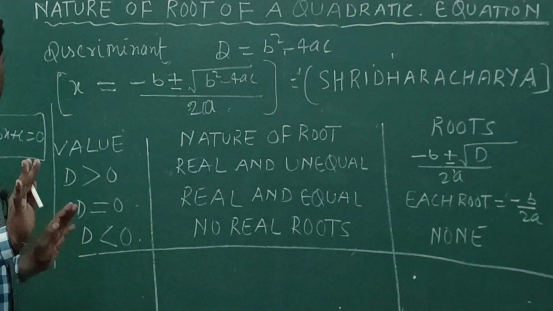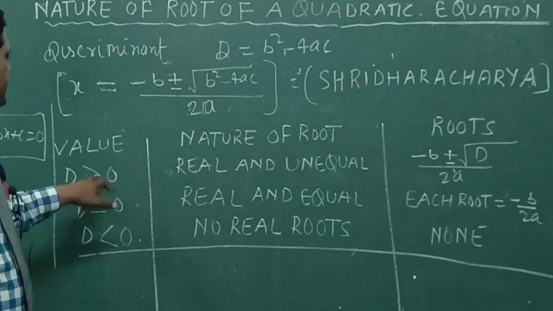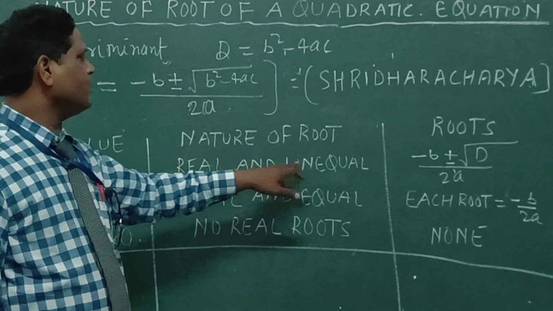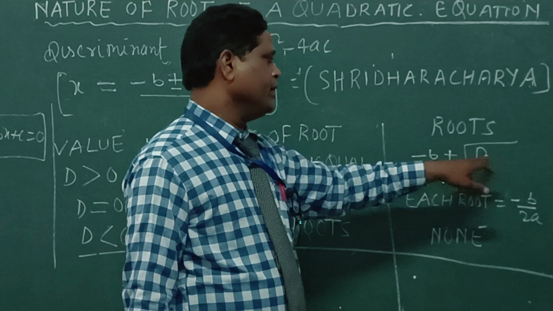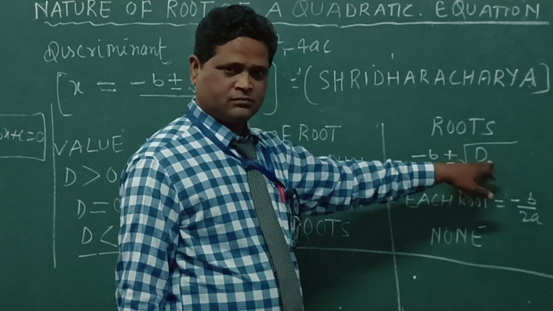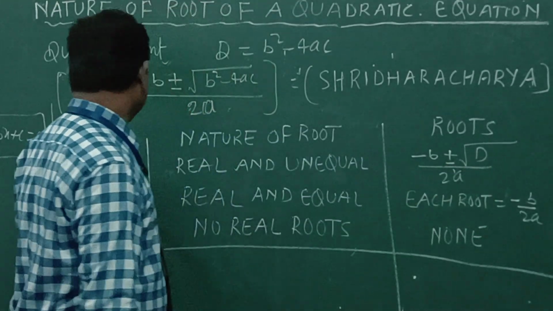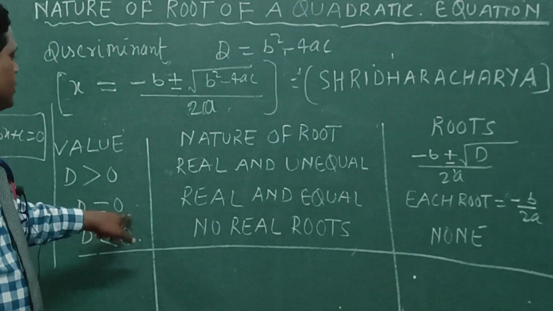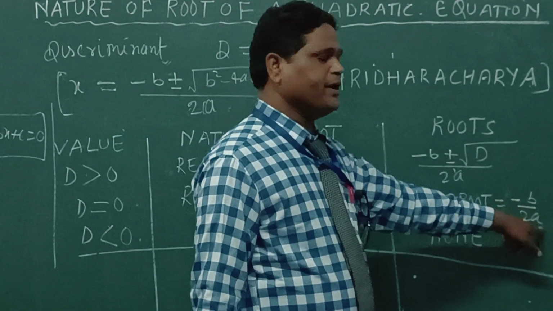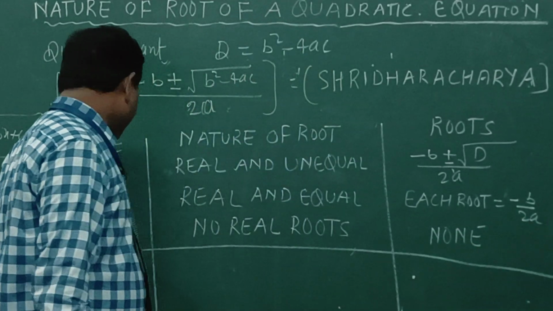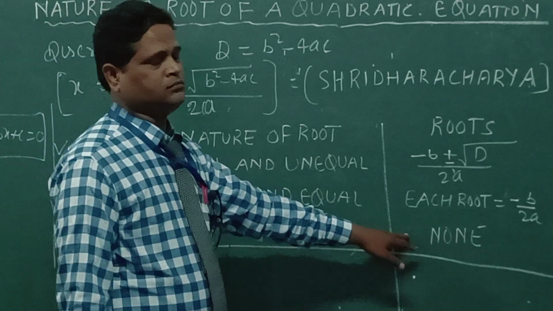Understood? Let me repeat again. D greater than 0 means real and unequal roots, minus b plus minus root D by 2a. D means discriminant, D equal b square minus 4ac. After that, D equal 0 means real and equal roots, each root equal to minus b by 2a. And D less than 0 means no real roots.